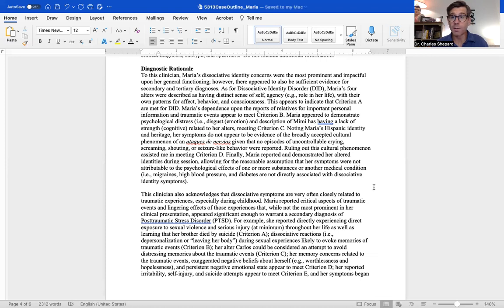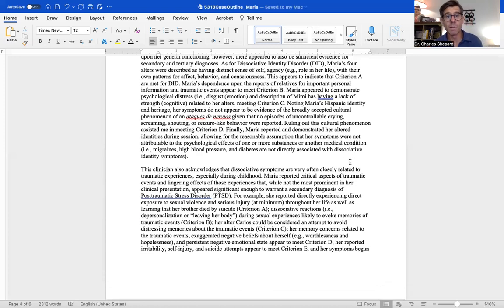You will note that there is a description of ataques de nervios in the gray textbook. Ruling out this cultural phenomenon assisted me in meeting criterion D. And finally, Maria reported that and demonstrated her altered identities during session, allowing for the reasonable assumption that her symptoms were not attributable to the psychological effects of one or more substances or another medical condition, i.e. migraines, high blood pressure, and diabetes are not directly associated with dissociative identity symptoms.